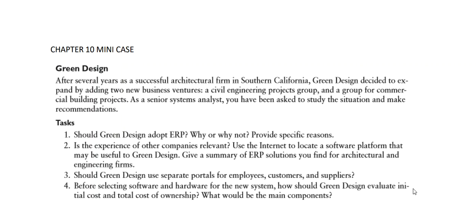Now, number four, before selecting software and hardware for the new system, how should Green Design evaluate initial cost and total cost of ownership, or the TCO? What are the main components for this one? Initial cost can include physical purchases and fees. Think about all other fees and other hard costs.